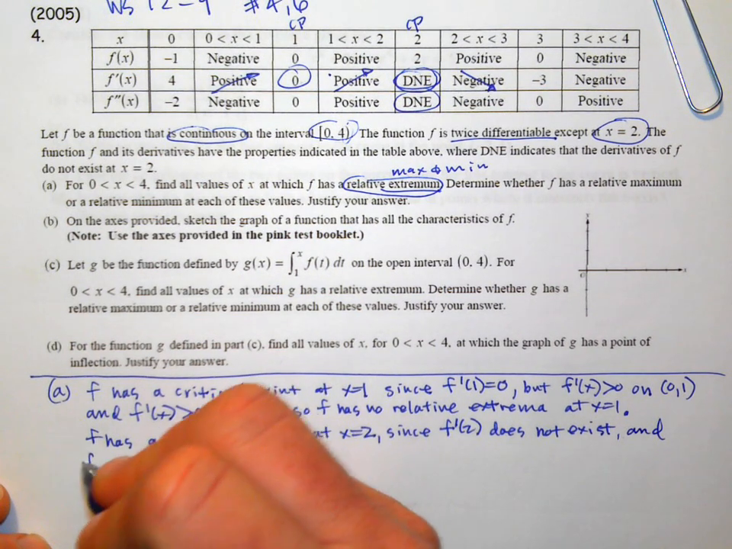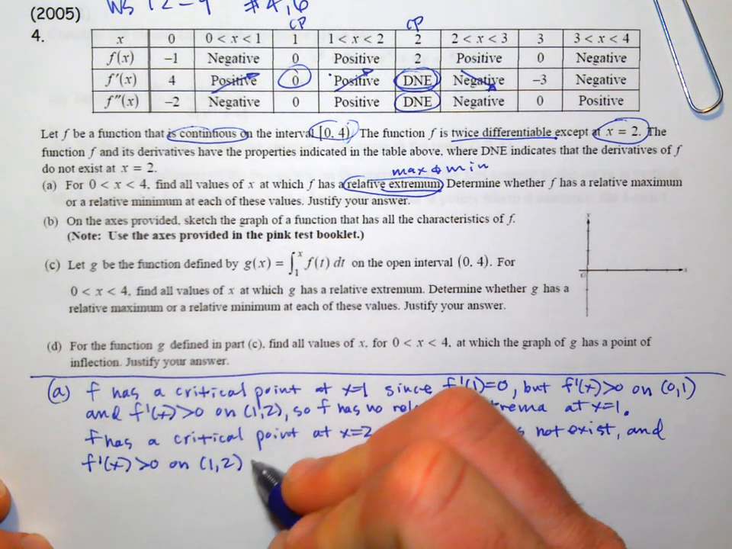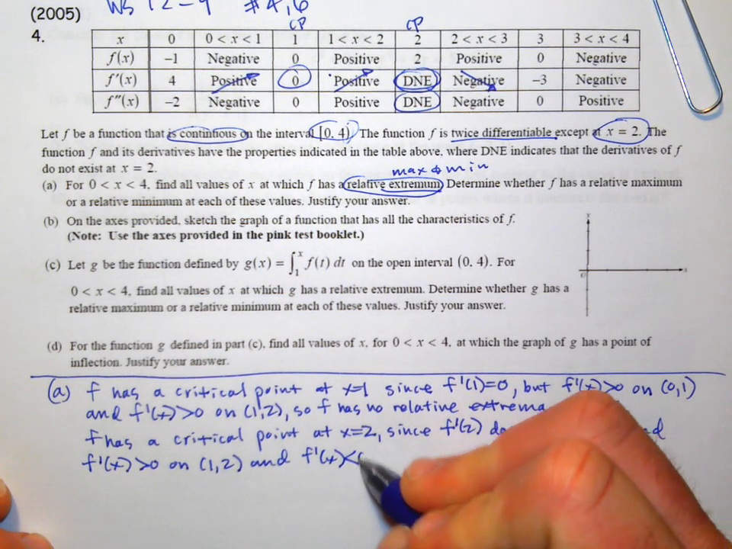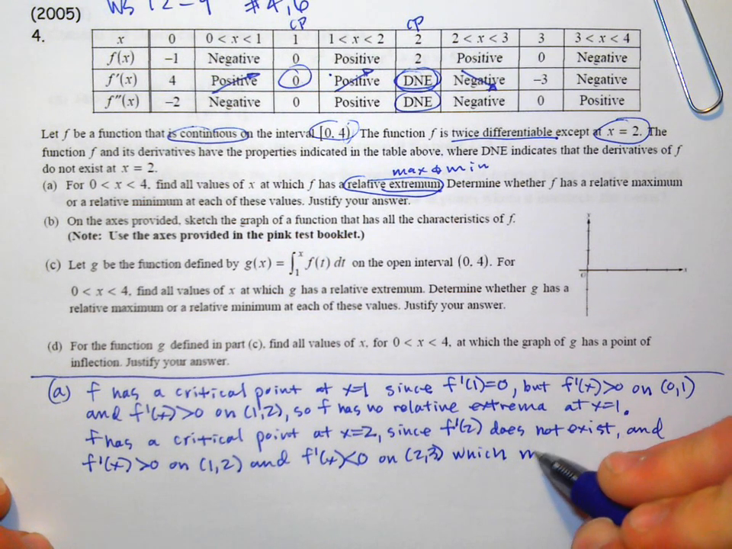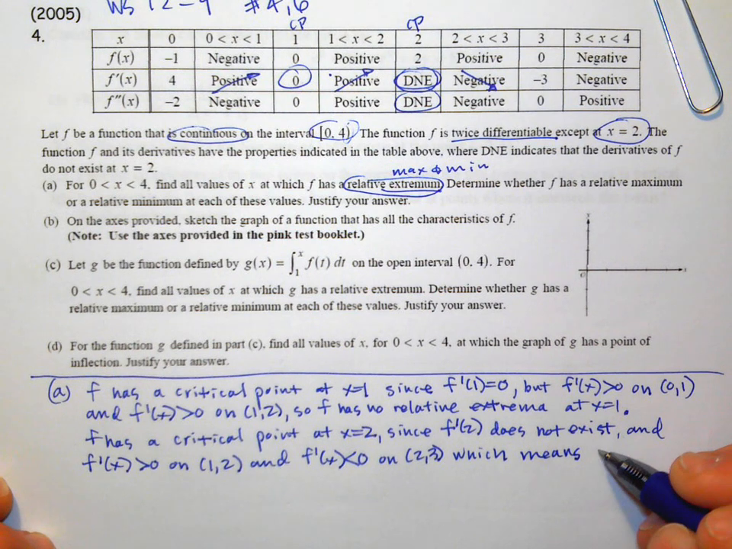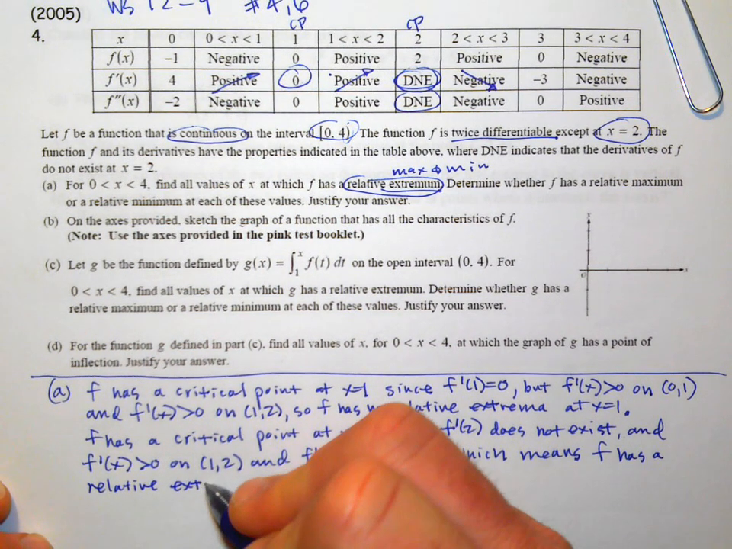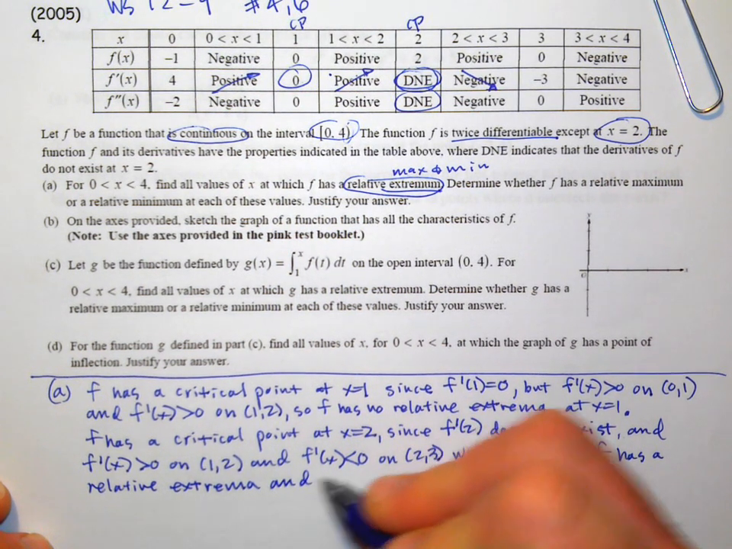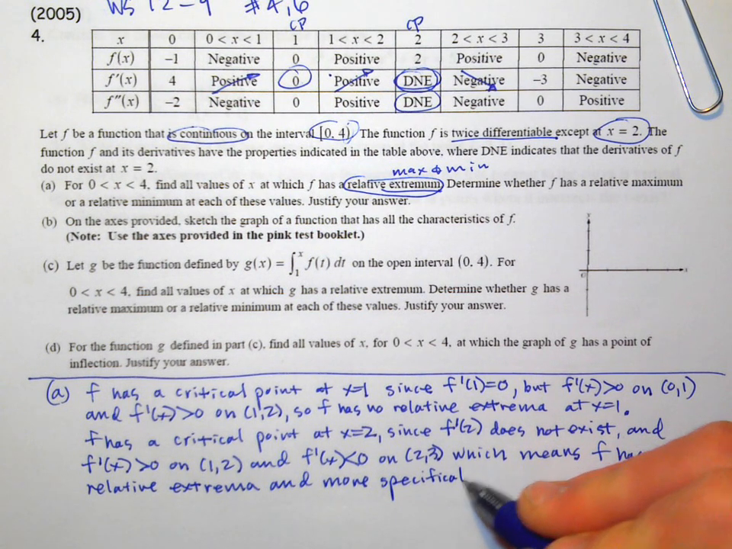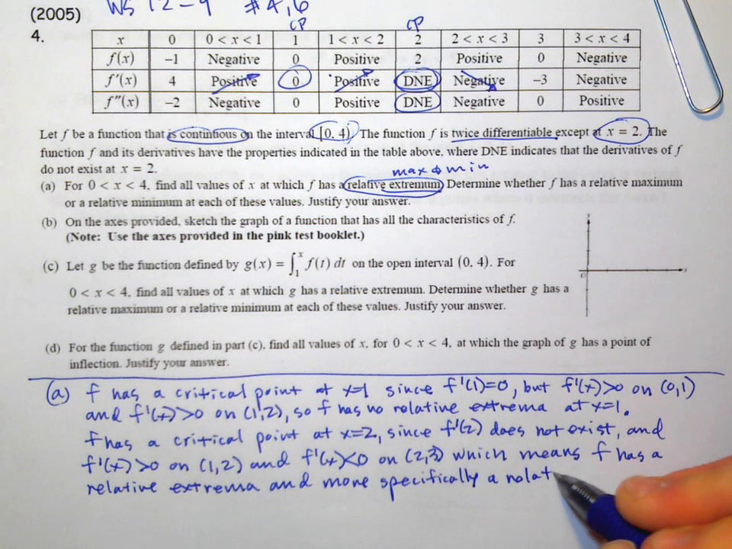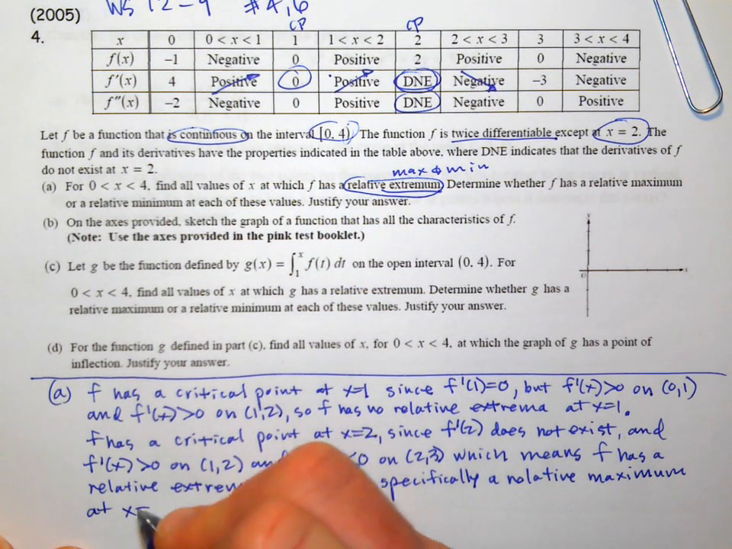And f prime of x is positive on the interval directly to the left, 1 to 2, and f prime of x is negative on the interval directly to the right, 2 to 3, which means f has a relative extremum, and more specifically a relative maximum at x equals 2. Well, that's kind of the guts of it.